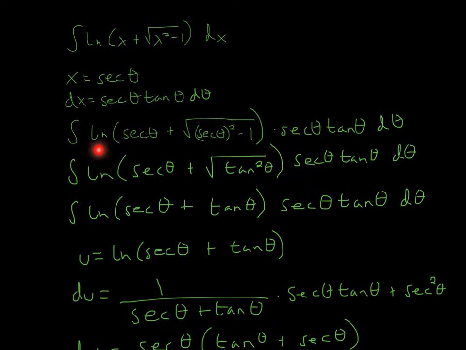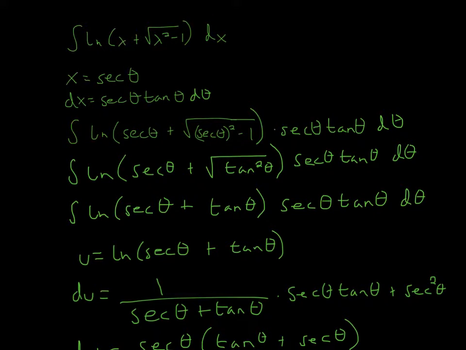So for example, here we have ln, so x is equal to secant theta. For x squared, it'll just be secant theta squared. And for dx, we have to replace it with d theta, so dx is equal to this entire expression. So now we have our trig substitution, and now we can simplify some things.